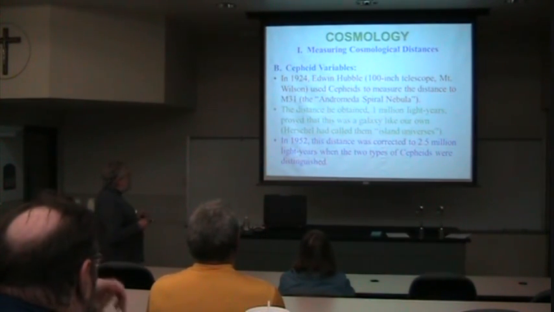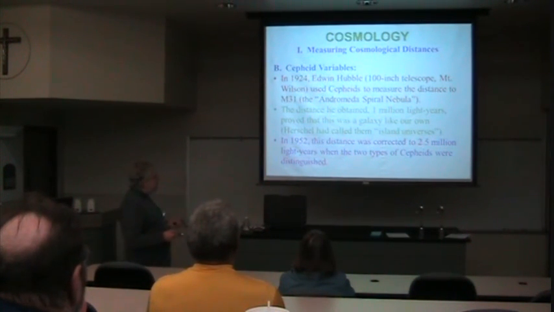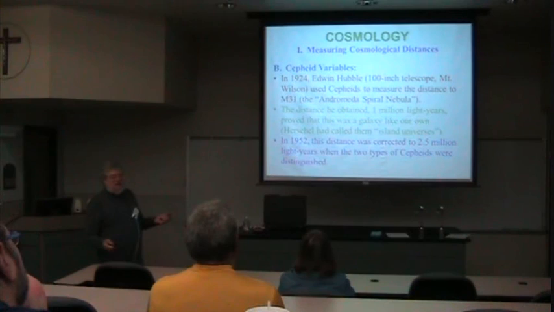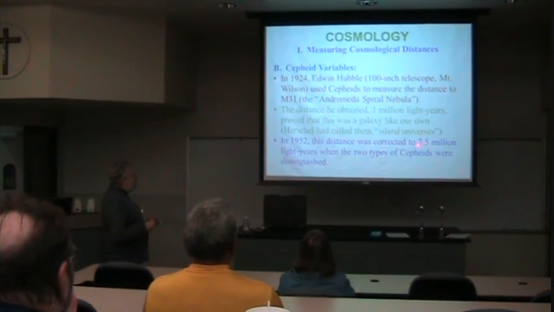Then, in 1952, when they finally realized there were two different populations of Cepheid variables, each one with its own calibration curve, then the size of the universe and everything in it doubled overnight, and now we say that the Andromeda galaxy is 2.5 million light years away instead of just over 1 million. So that literally happened overnight when they made that correction.